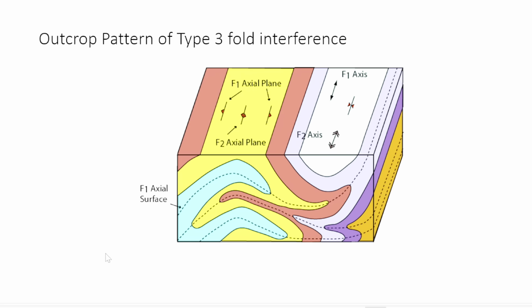This is the outcrop view of the interference pattern.